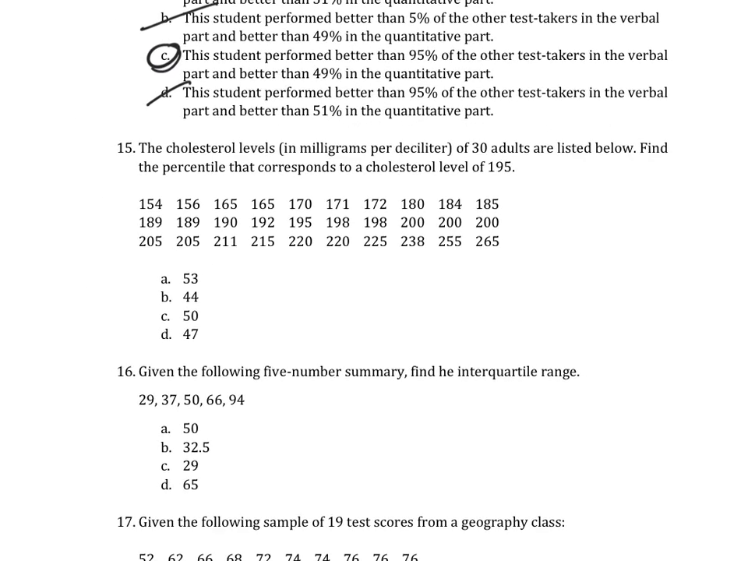All right, 15, cholesterol levels. Find the percentile that corresponds with a cholesterol level of 195. So I believe these are already in order for us, which is awesome. So we need to find 195, just right there. To calculate the percentile, we need to count the number of data values that are strictly less than the one we're looking at. So we're not going to include 195. We're only going to count the values that are less than 195. So there's 1, 2, 3, 4, 5, 6, 7, 8, 9, 10, 11, 12, 13, 14. That's our numerator, divided by the total number of data values, which is 30. There's 30 adults.